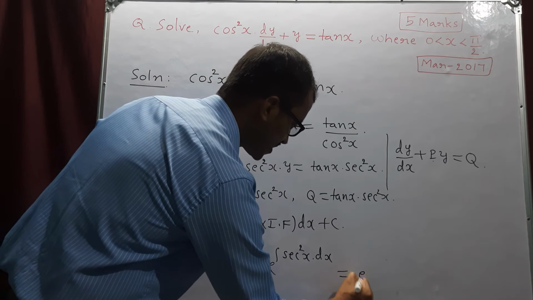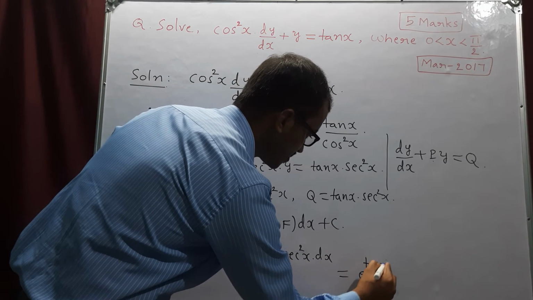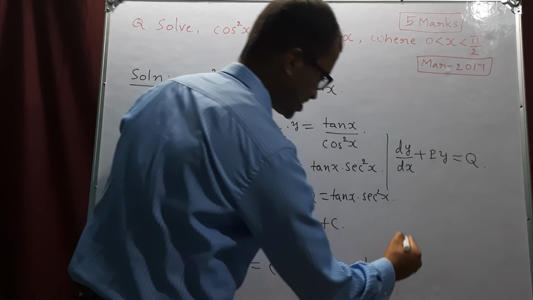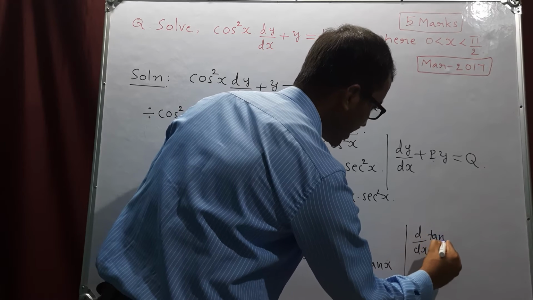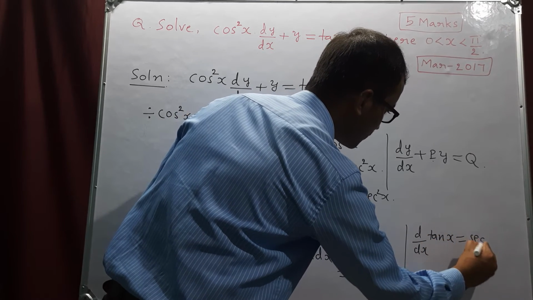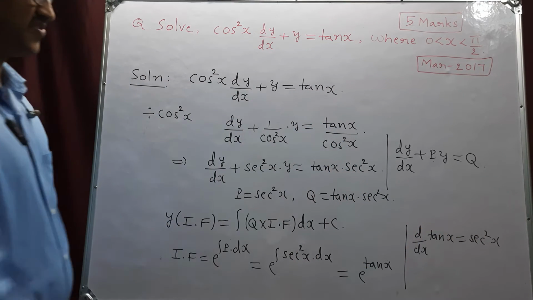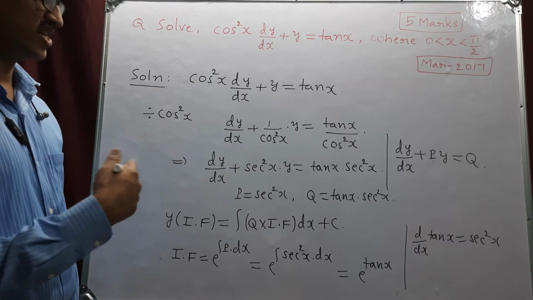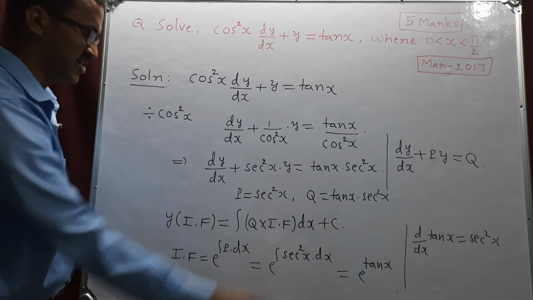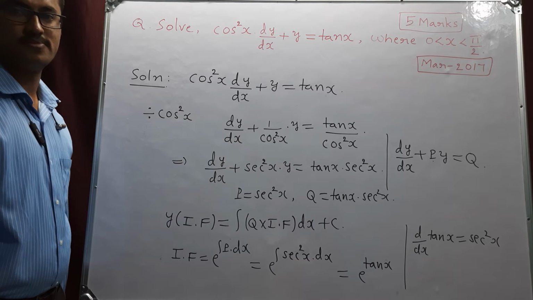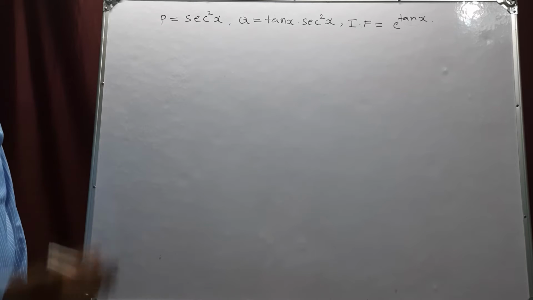So that is e power integration of secant square x, which is tan x, because we know that differentiation of tan x is secant square x. So integration of secant square x becomes tan x, because differentiation and integration are inverse processes. So we got the integrating factor as e power tan x.